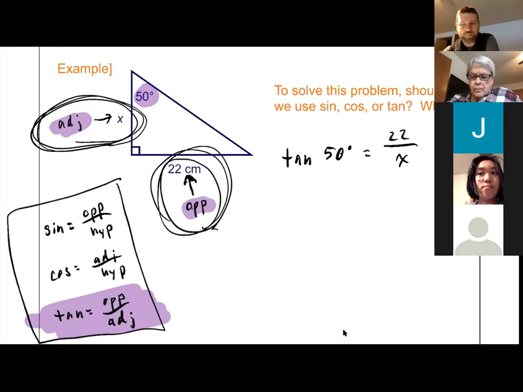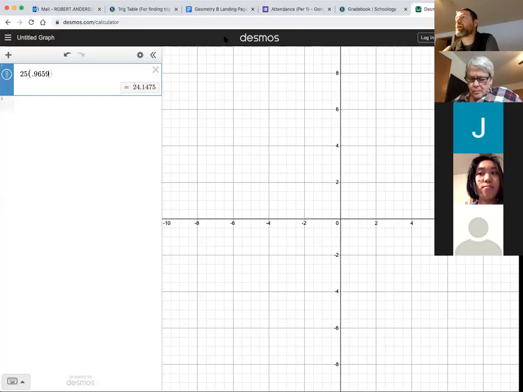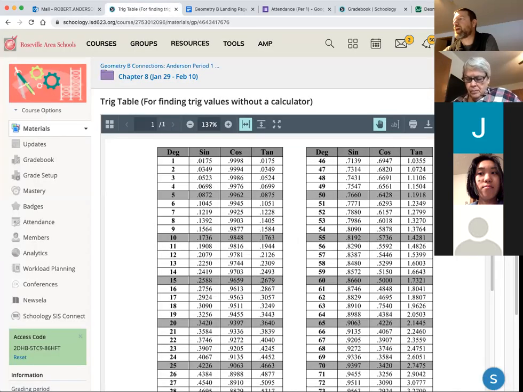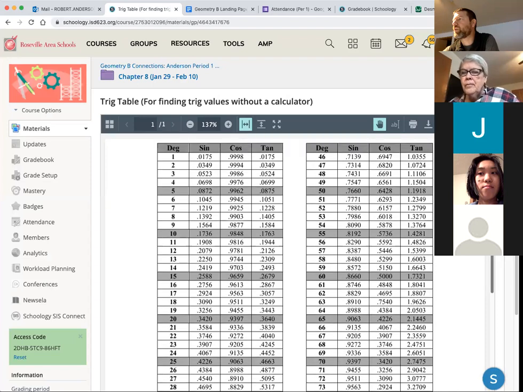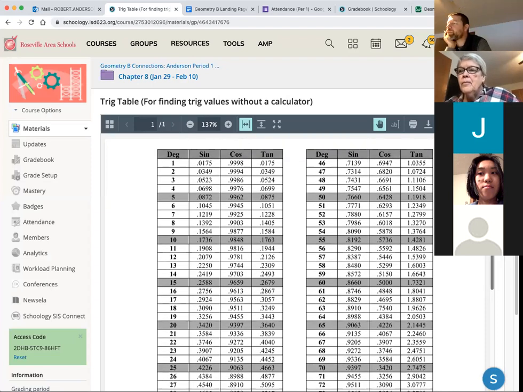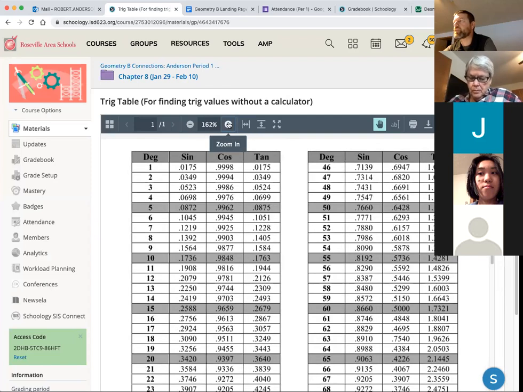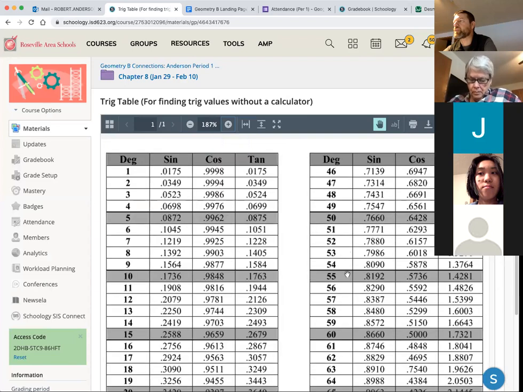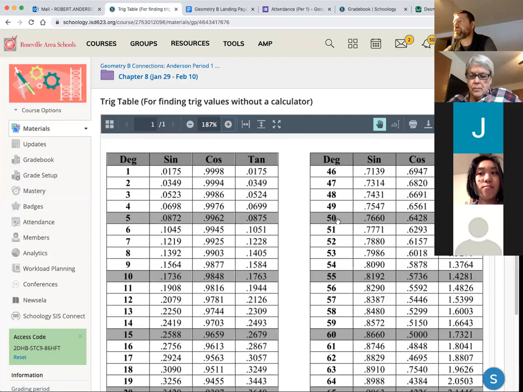So I'm gonna share that table again. Share screen, this one. Here was my trig table. So I'm looking for the tangent of 50 degrees. What is the tangent of 50 degrees using this table? Well, here's 50 degrees. Tangent's over there. Tangent of 50 is 1.1918. So that's what I'm going to put in for the tangent of 50, 1.1918.